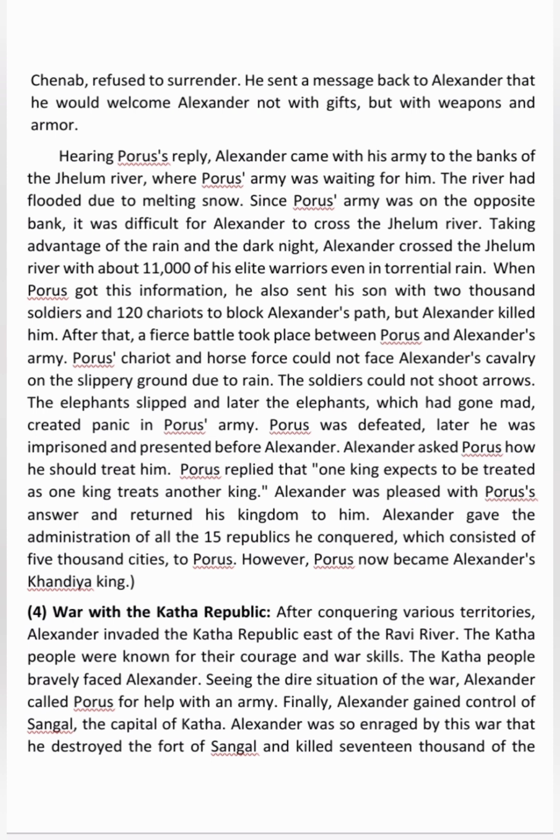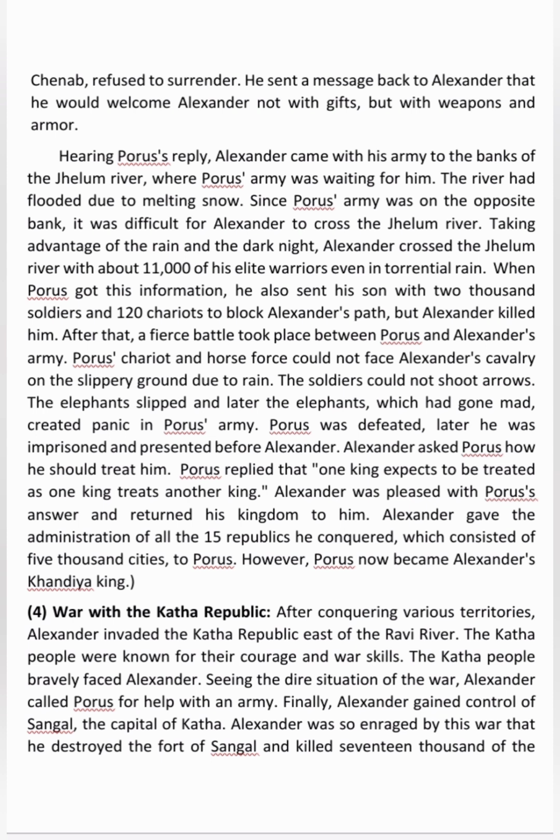Fourth, war with the Kut Republic. After conquering various territories, Alexander invaded the Kut Republic east of the Ravi River. The Kut people were known for their courage and war skills. The Kut people bravely faced Alexander. Seeing the dire situation of the war, Alexander called Porus for help with an army. Finally, Alexander gained control of Sangal, the capital of Kut.